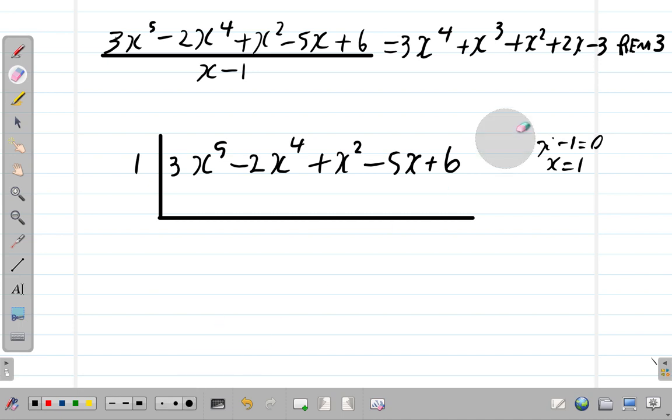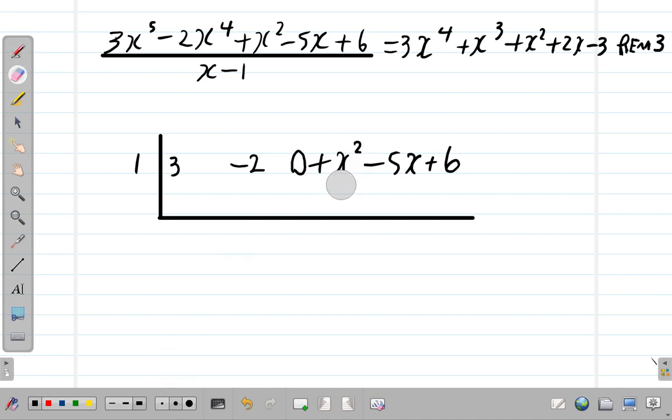Now, what you do, firstly, you include the coefficients only. Alright? So the coefficients are, for x to the 5 it's 3, okay? Then for x to the 4 it's negative 2. And for x to the 3, it would be 0. So you have 0 here.